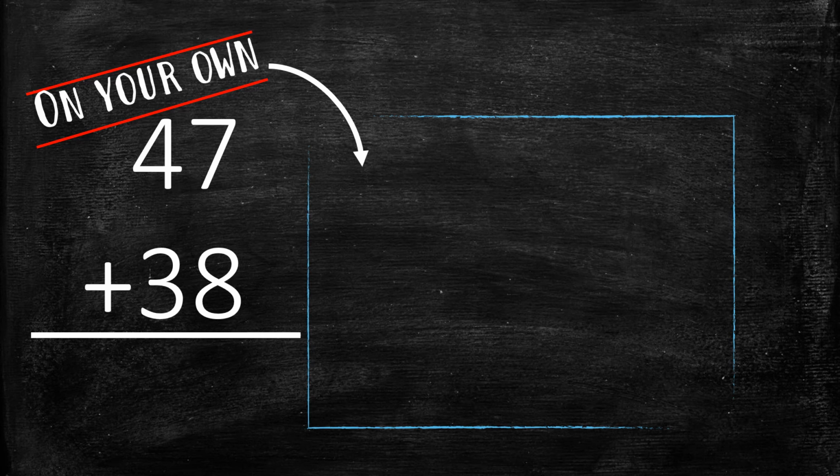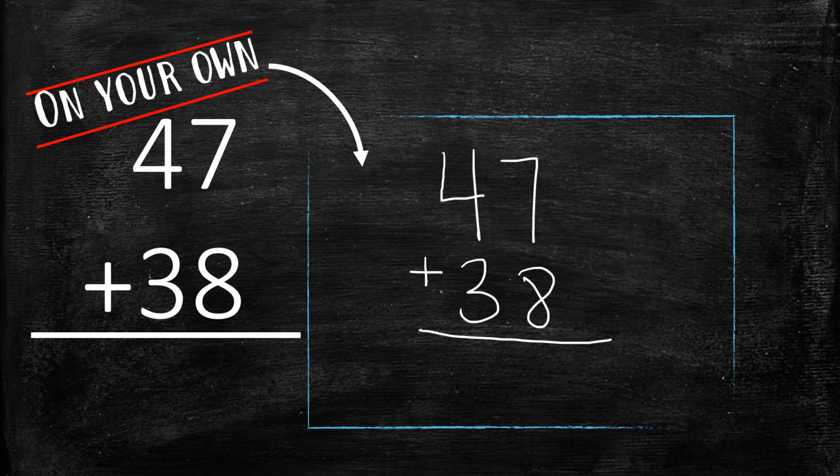So first thing I'm going to do is rewrite my problem, which is 47 plus 38. And then I'm going to ask myself, what are my two sets of numbers I'm going to add first? And remember, we start on the right-hand side. So I'm going to do 7 and 8. And we actually just recently added 7 and 8 together, and we got 15, if we can recall. 7 plus 8 equals 15.